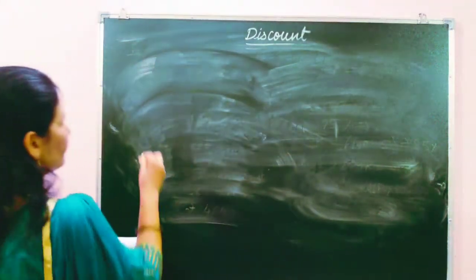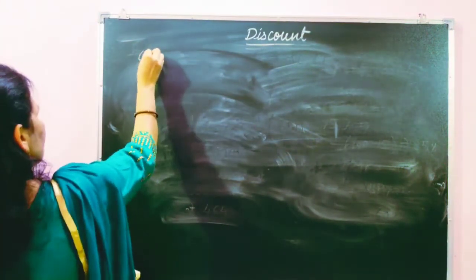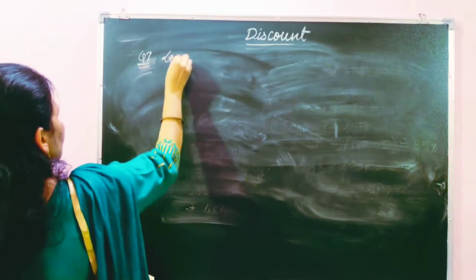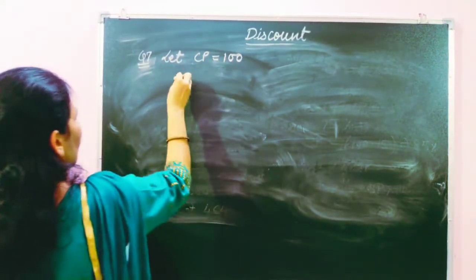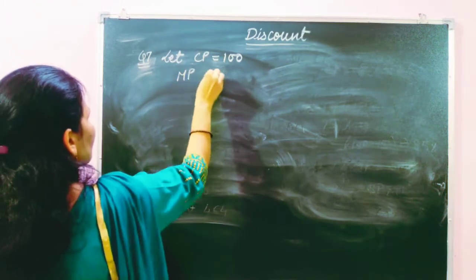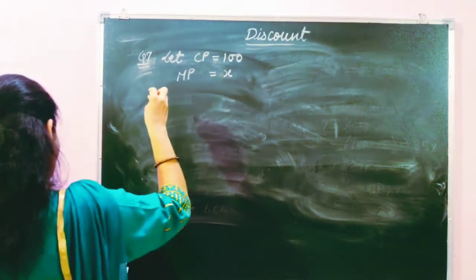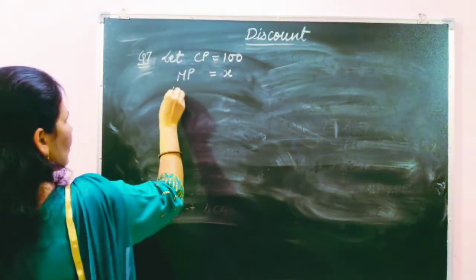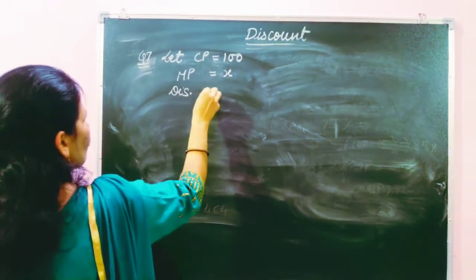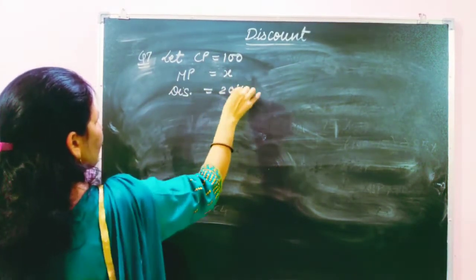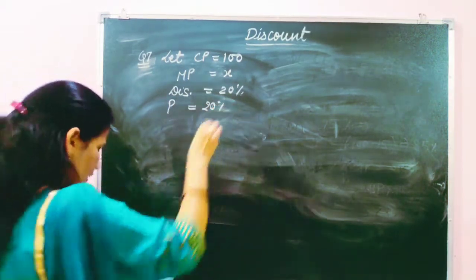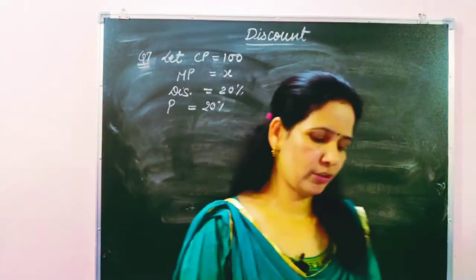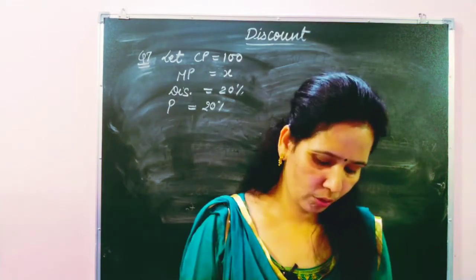So students, here we will start question number 7. First we assume the CP is 100, and the mark price we assume is X. Then, what have they given us? They have given a discount of 20%, and a profit of 20% as well. These are the key terms of the question. Okay, how to solve this?